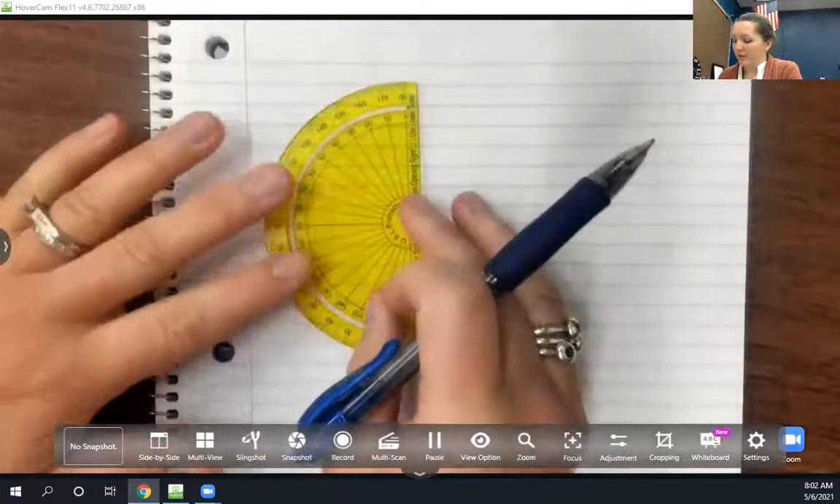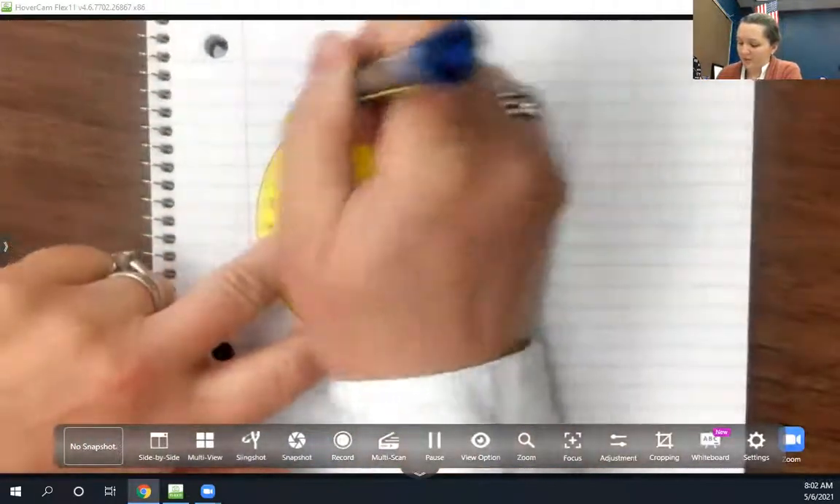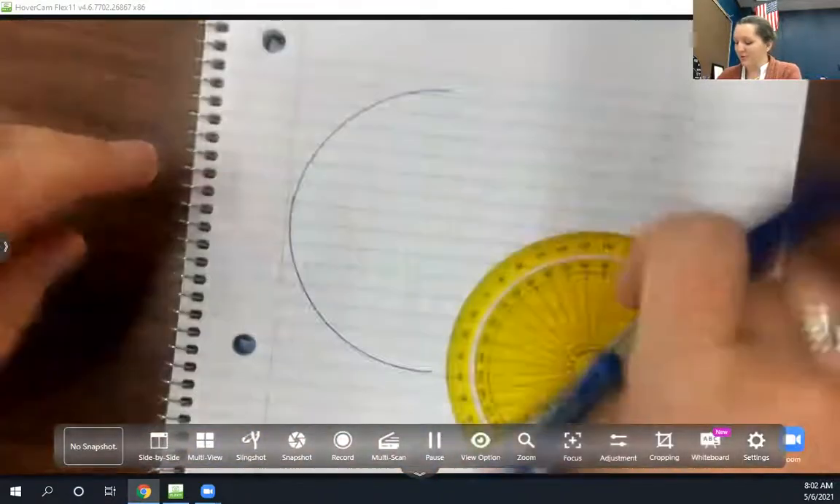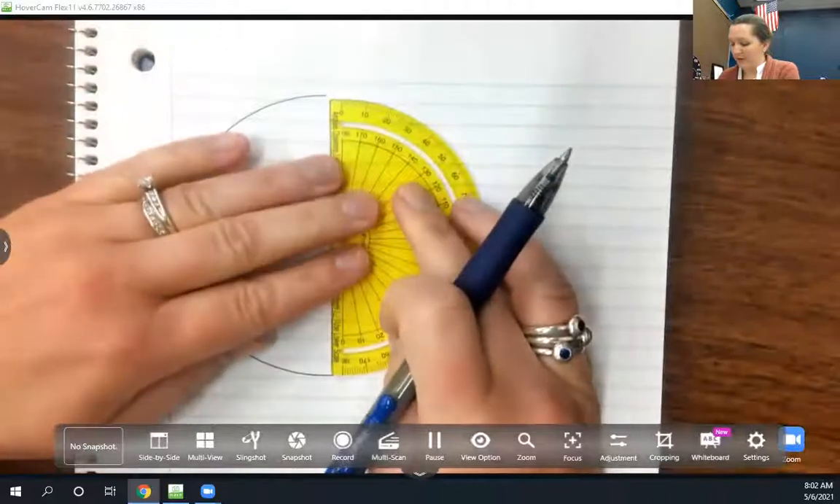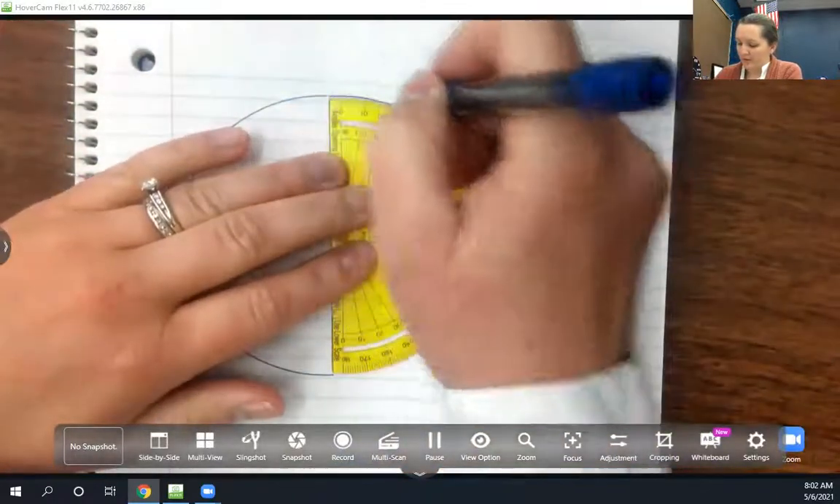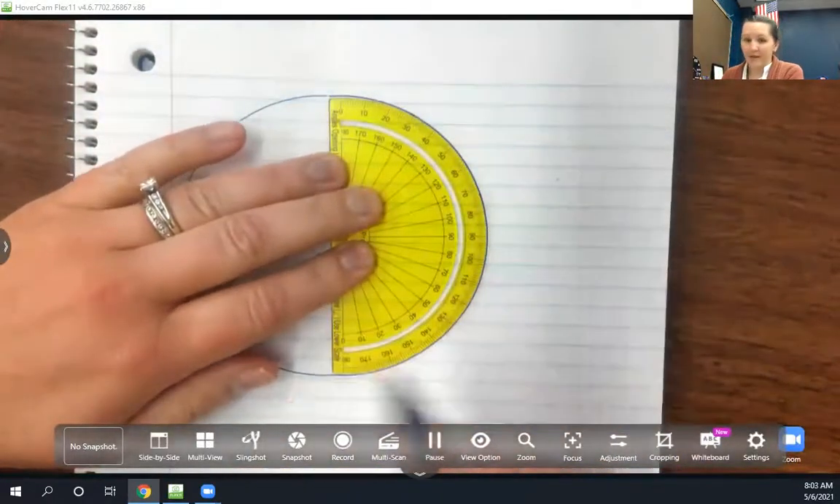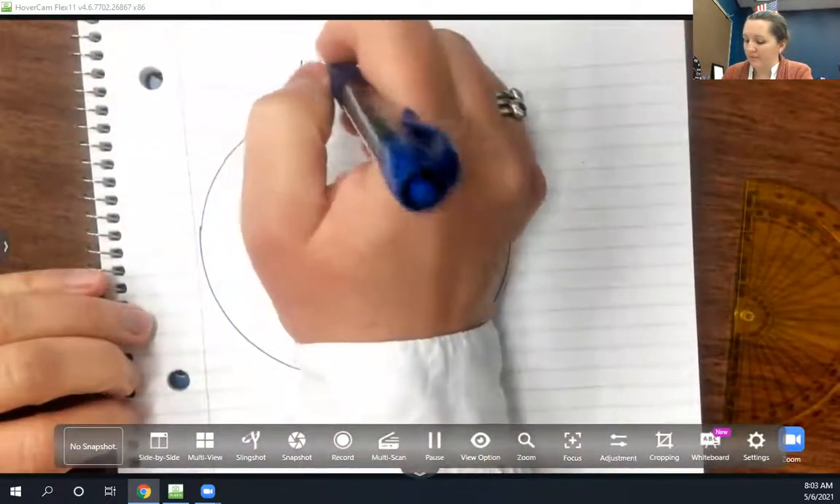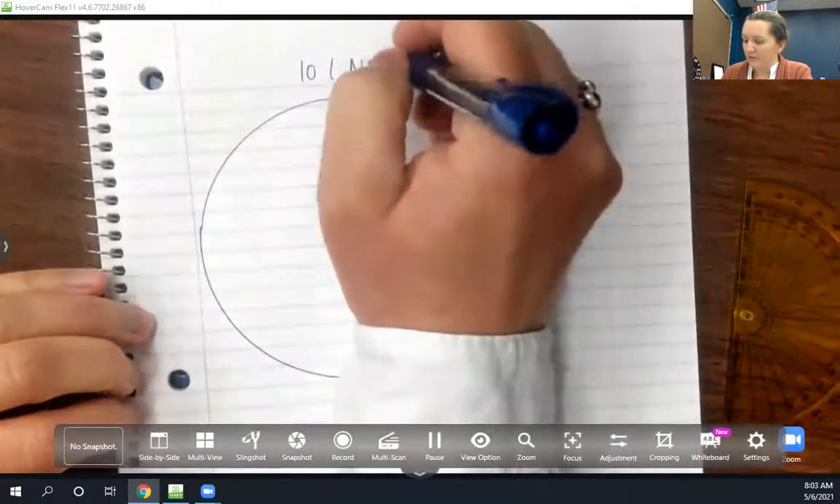We have one more unit to talk about before we look at our finals and get ready for summer break. I know everybody's super ready for that. And we're going to be talking about lines today. We're going to be talking about lines and segments that intersect circles. So this is 10.1.